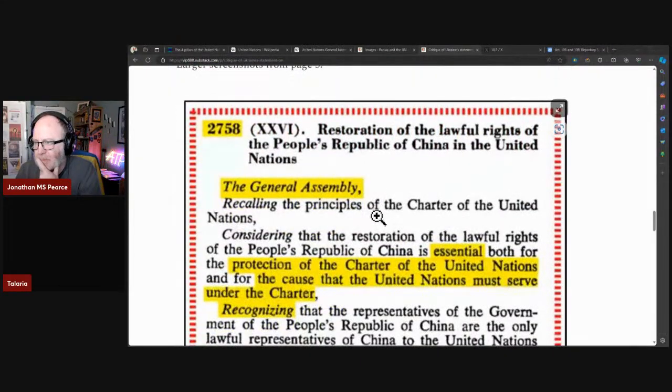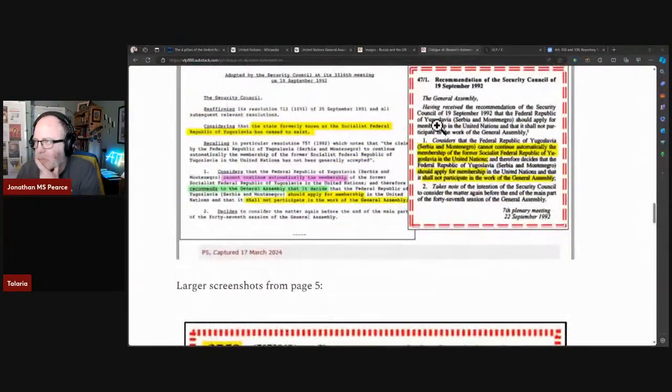Before we go past there, now we have on the right, next to that, the General Assembly resolution. That was not passed with a 2/3 majority. It didn't need to be passed with a 2/3 majority. The resolution evicting Chiang Kai-shek in 1971 was passed with a 58% majority.